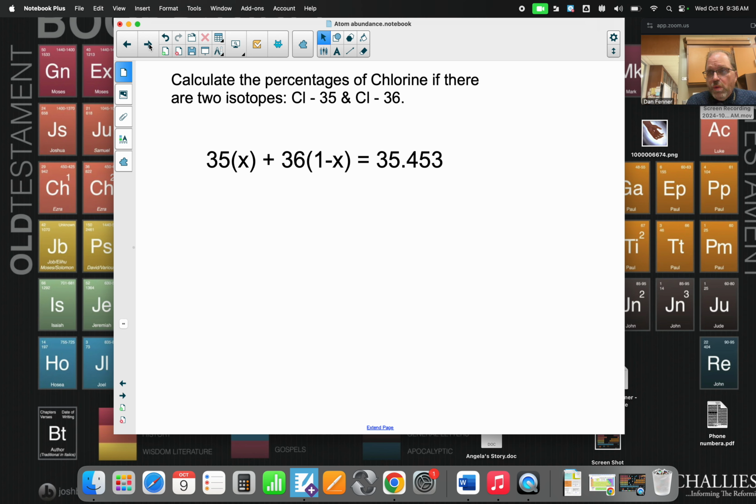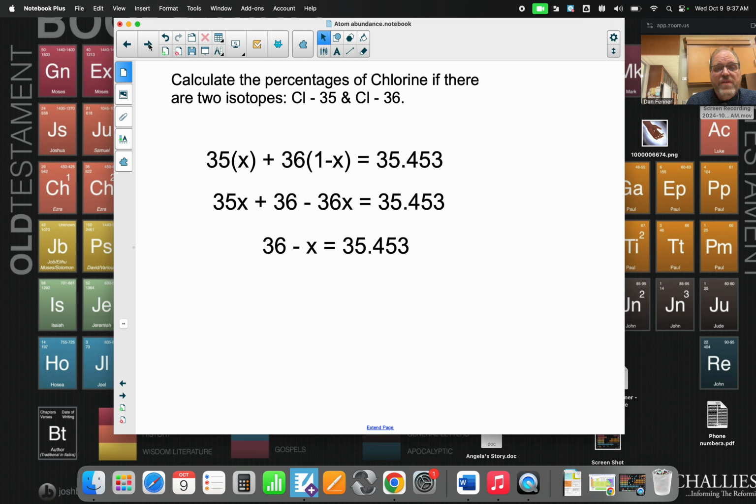35.453. So we're going to do a little algebra here, multiply through. We're going to get 35X plus 36 minus 36X is equal to 35.453. Combine like terms. We get 36 minus X is equal to 35.453. We're going to subtract 36 on both sides. When I do, I get minus X is minus 0.547, and then divide both sides by minus 1.